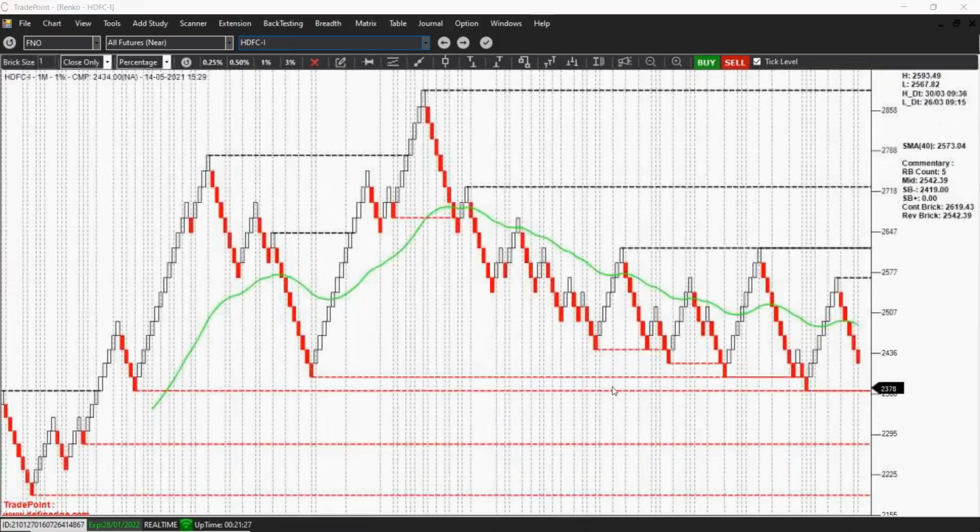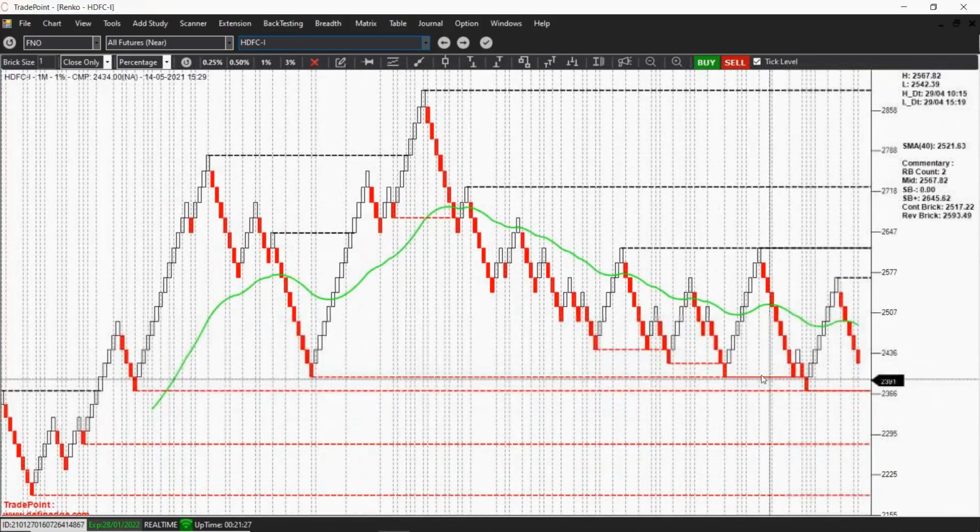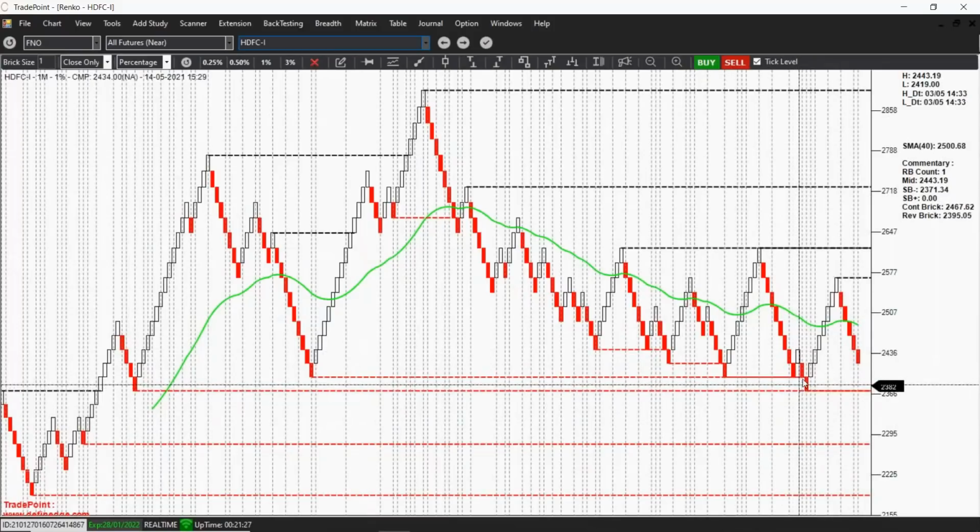See HDFC now. See this multiple breaks, bearish multiple breaks in this area, and price is around that important area. If it maintains this, this is a very strong reference area. If price falls below that, then it will be bad news. Otherwise, price is at important support here.